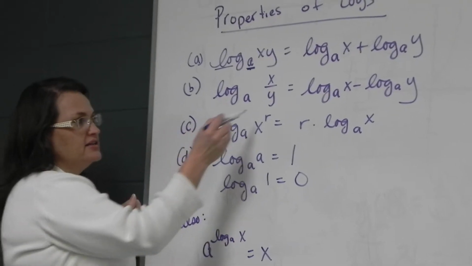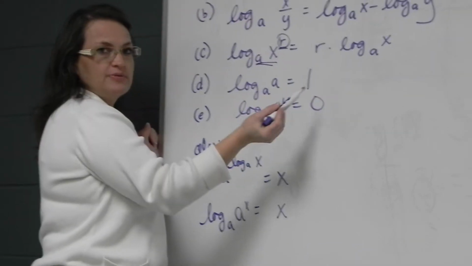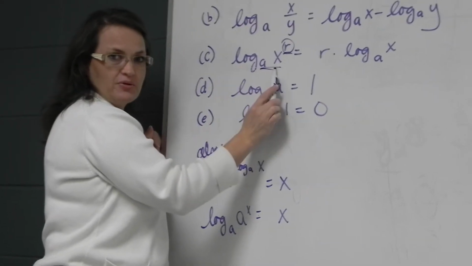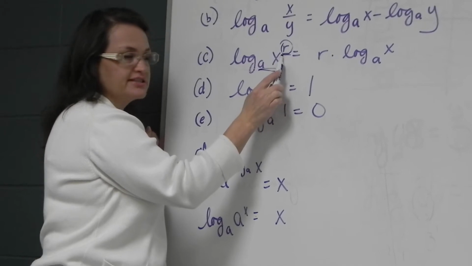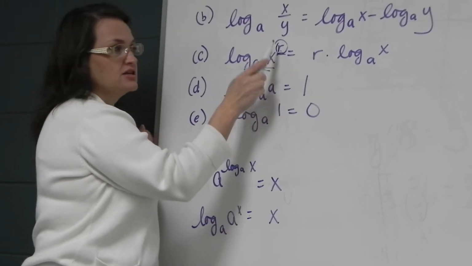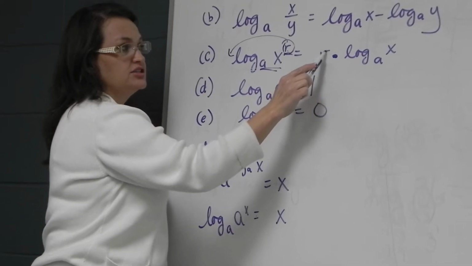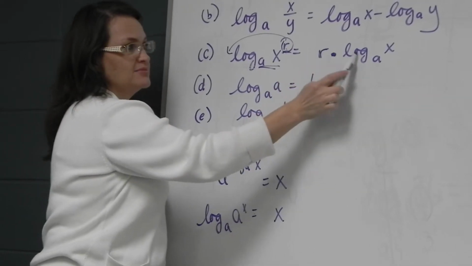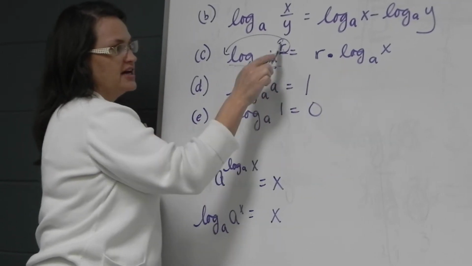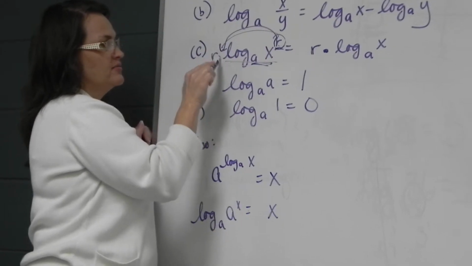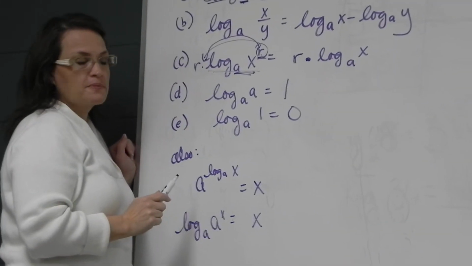Rule C, again, just like the exponents, if you have an exponent raised to an exponent, and a log is an exponent, raised to an additional exponent, that multiplies. So the R wraps around as a multiplier, an additional multiplier, right? R times log base A of x. So this stuff, the R comes down, multiplies onto that.